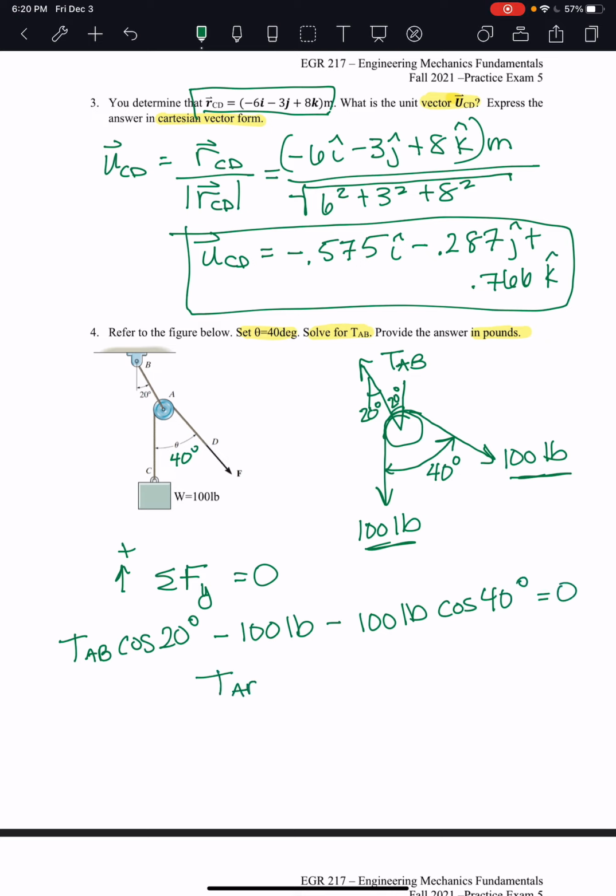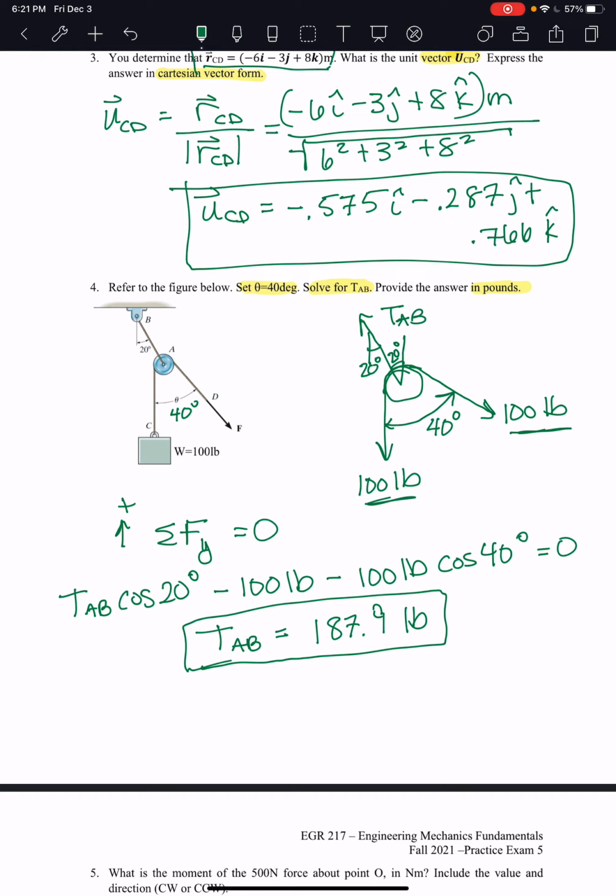So we get TAB is equal to 187.9 pounds. And if I had time to check it, because I solved everything quickly, I could also sum the forces in the X just to make sure I get the same thing.